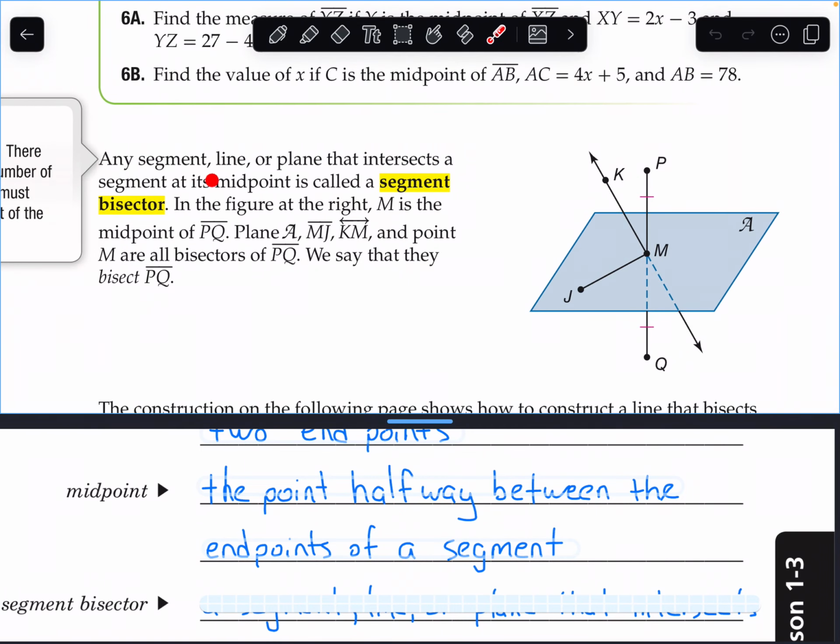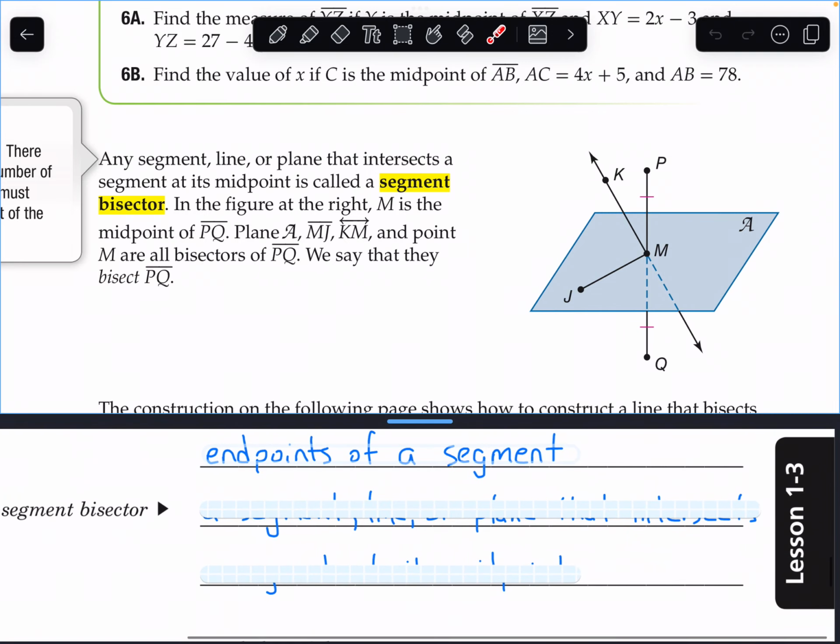And now, any segment, line, or plane that intersects a segment at its midpoint is called a segment bisector. In the figure at right, M is the midpoint of segment PQ. Here is PQ vertically there, midpoint M, marked as such. Plane A, segment MJ, line KM, and point M are all bisectors of segment PQ. We say that they bisect segment PQ. So bisector is the noun, bisect is the verb.